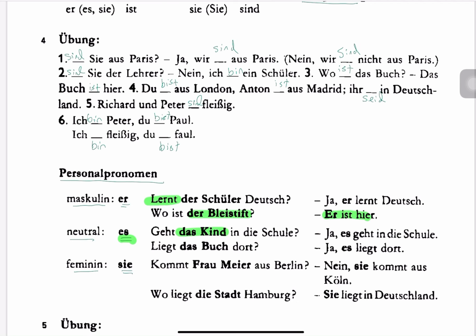For the female gender, we use sie. Kommt Frau Meier aus Berlin? Nein, sie kommt aus Köln. No, she is from Köln. Wo liegt die Stadt Hamburg? Where is the city Hamburg? Sie liegt in Deutschland. It is in Deutschland, in Germany.